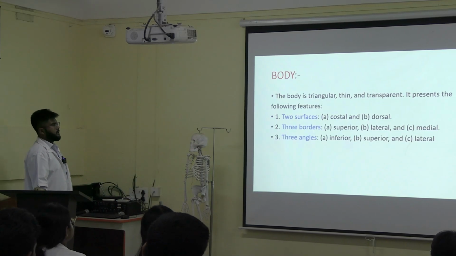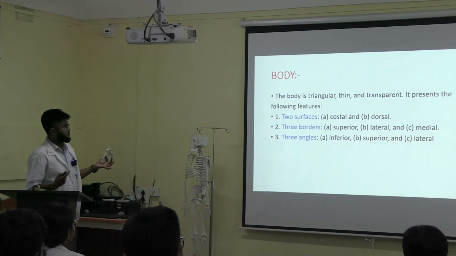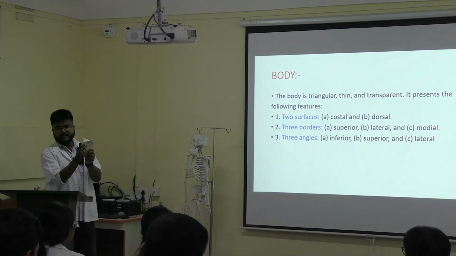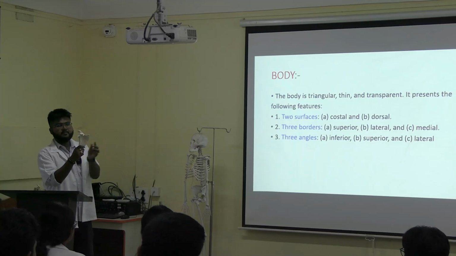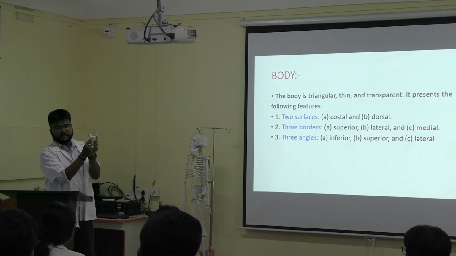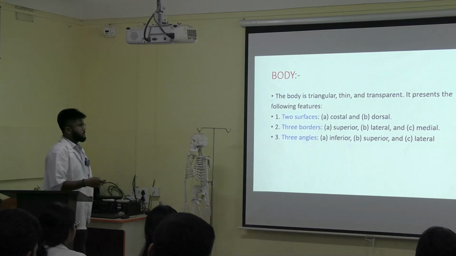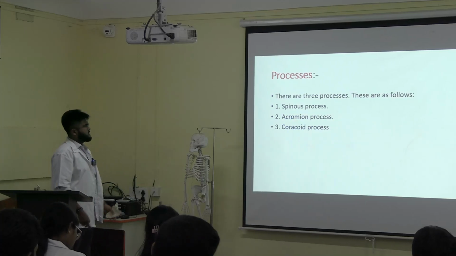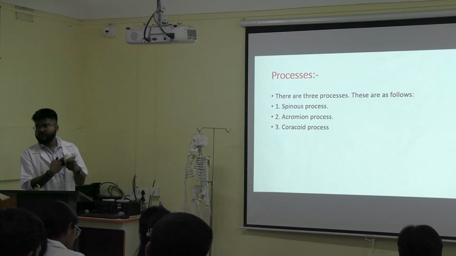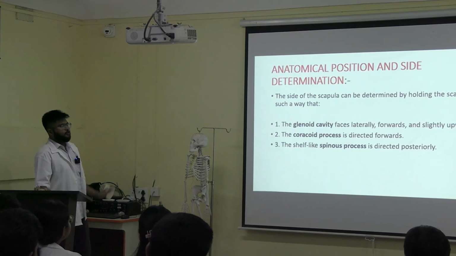In the body there are 2 surfaces, 3 borders, and 3 angles. The 3 borders are superior, lateral, and medial. The 3 angles you can easily remember: superior angle, inferior angle, and another at the glenoid cavity, which gets covered. Here the lateral angle is present. Next, the 3 processes: the spinous process, continuing to your acromion process, and another one, your coracoid process. Now the anatomical position.